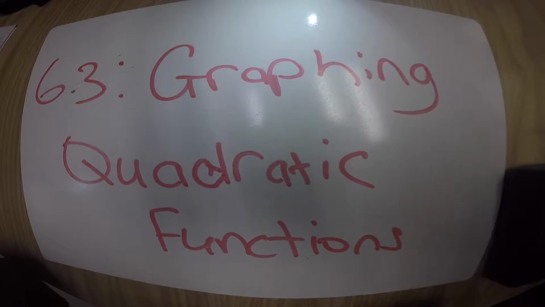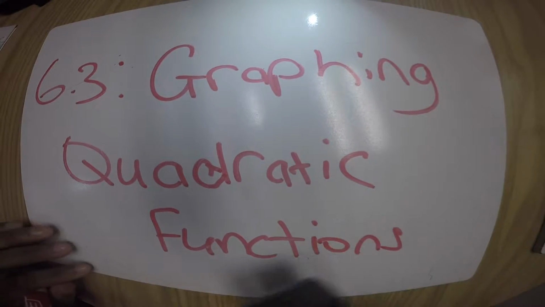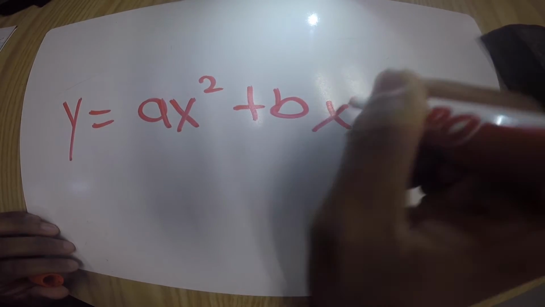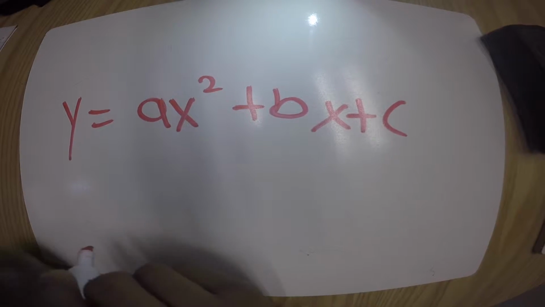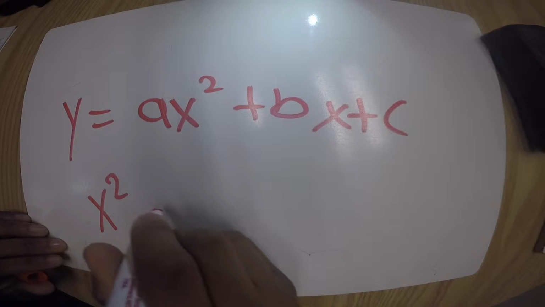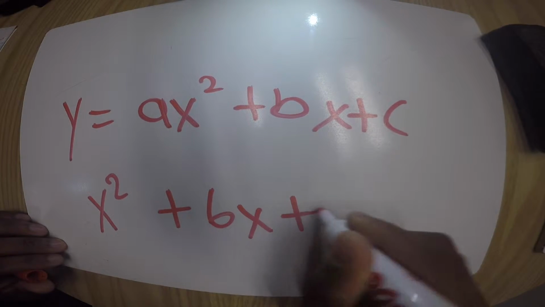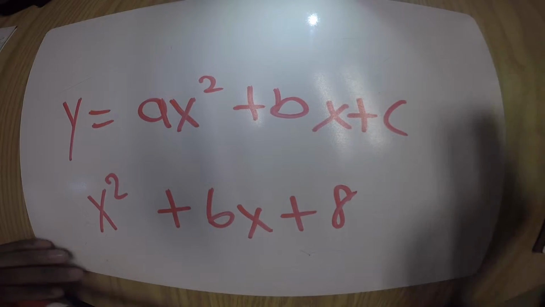Okay, 6.3, graphing quadratic functions. First, let's start off with the standard form, which is y equals ax squared plus bx plus c. Now that we have that, let's make an equation: x squared plus 6x plus 8. In this section, we're going to be learning how to find the vertex, y-intercept, x-intercept, min-max, etc. Okay, so first let's find the y-intercept.